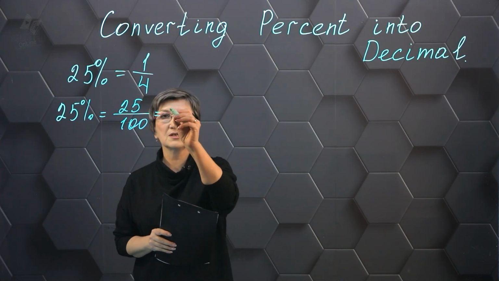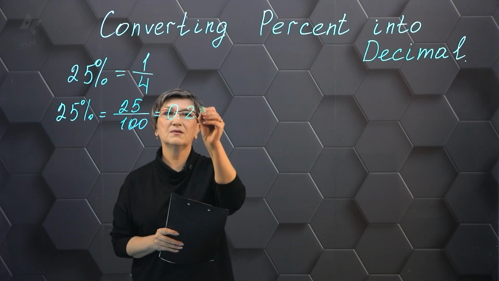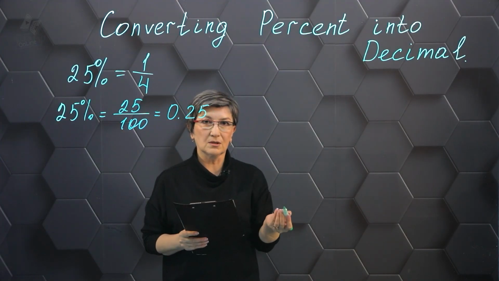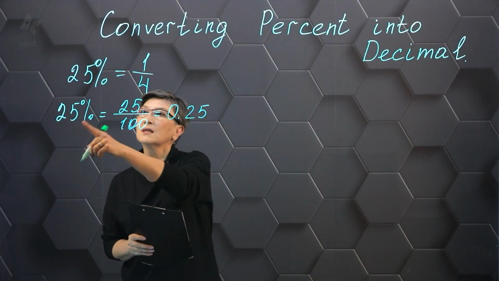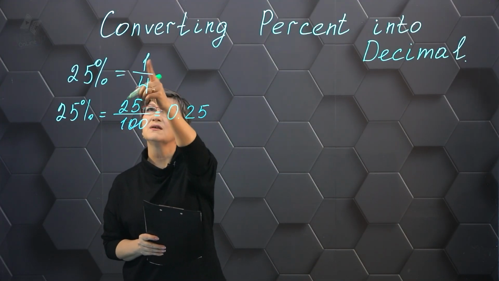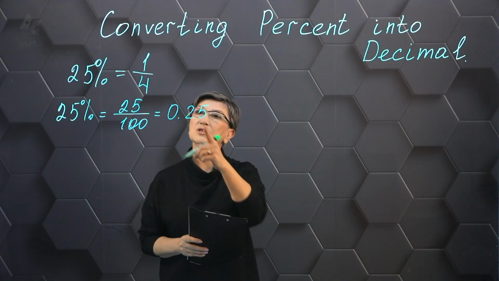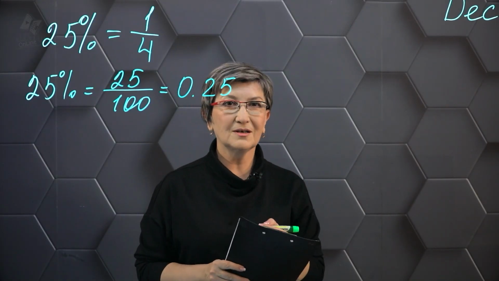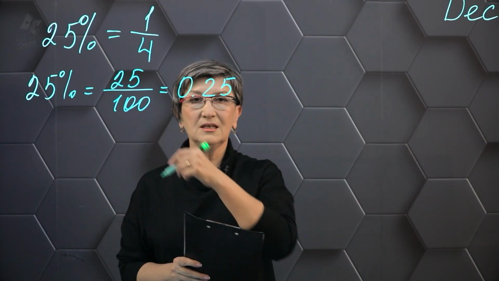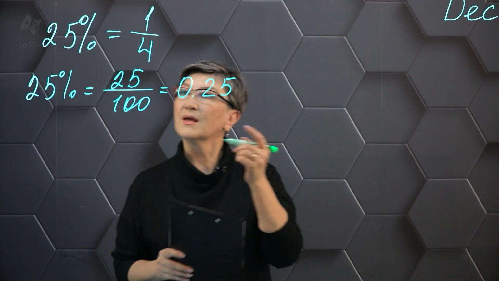and that's 0.25. This is how our percentages can be written as both an ordinary fractional number and a decimal fractional number. For this purpose, it is enough to divide by 100.